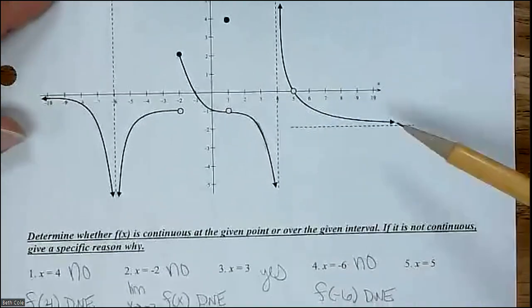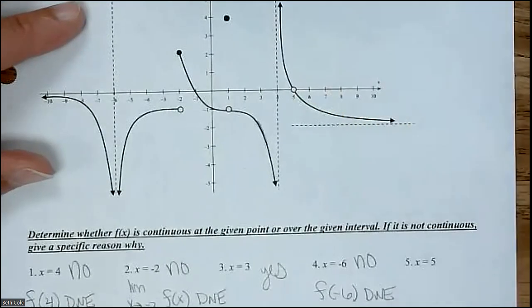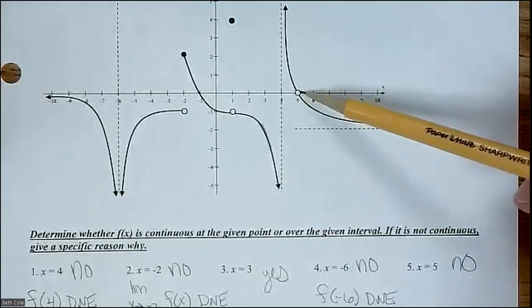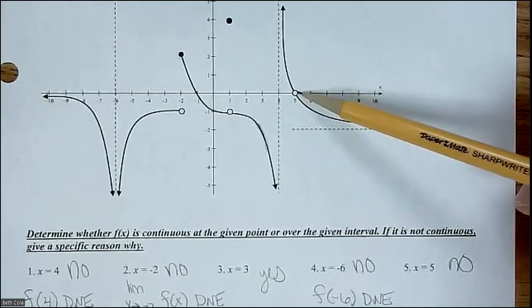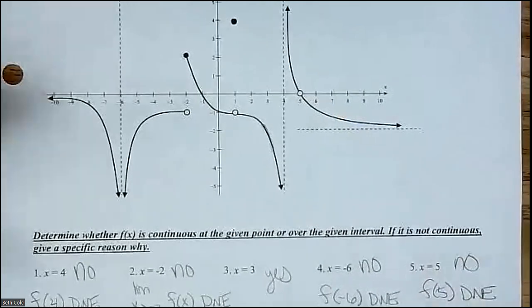All right. What do you think about 5? Here's 5. That's a no. And what's the reason? What's going on at 5? There isn't a point, so we're going to write f of 5 does not exist.